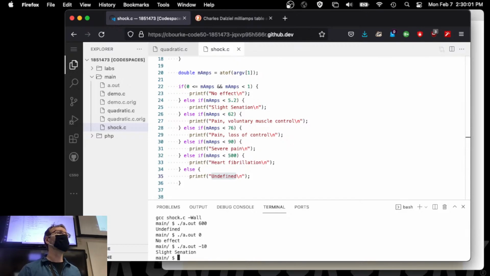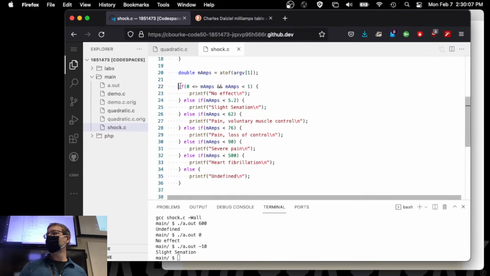Slight sensation. Yeah, why? What happened? It's less than 5.2. Was this true? Nope. So it went on to the next one. Is negative 10 strictly less than 5.2? Yes. Remember, the first one that evaluates to true is the one and only one that gets executed because of mutual exclusivity. So what do I want here?